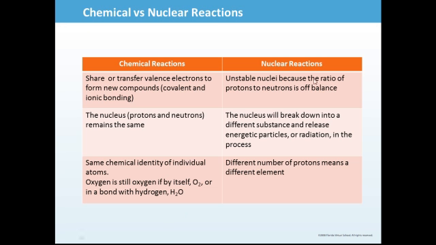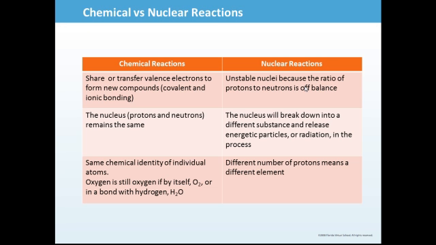Nuclear reactions are a little bit different. They have unstable nuclei because of the ratio of protons and neutrons. Sometimes that ratio just becomes too off balance and the nucleus is unstable and it's going to fall apart and break. And that's what we call radioactive decay. The nucleus is going to break down in nuclear reactions, forming a whole different chemical. So oxygen could fall apart and form something else.